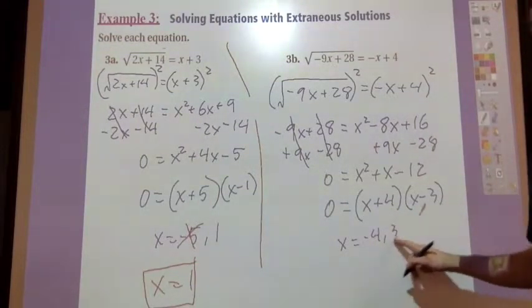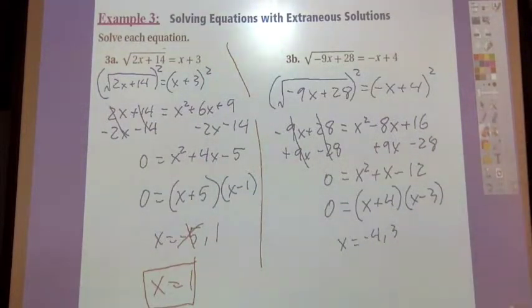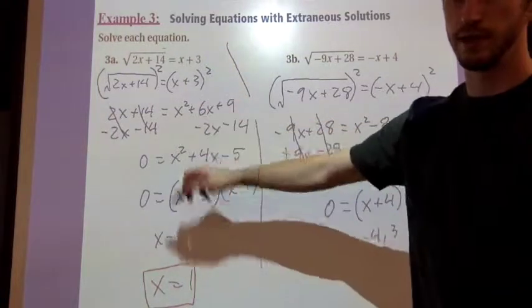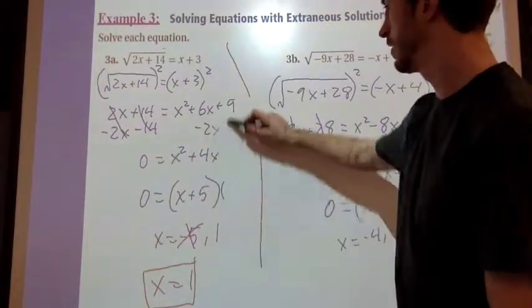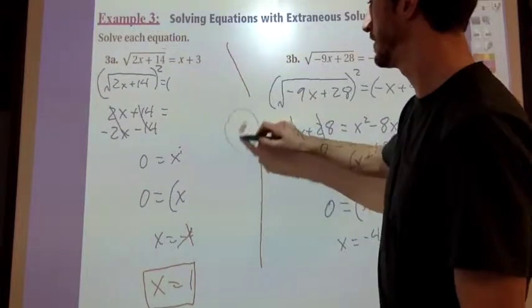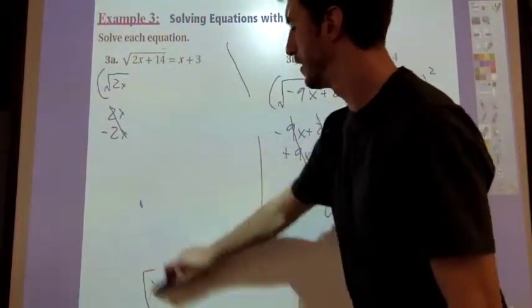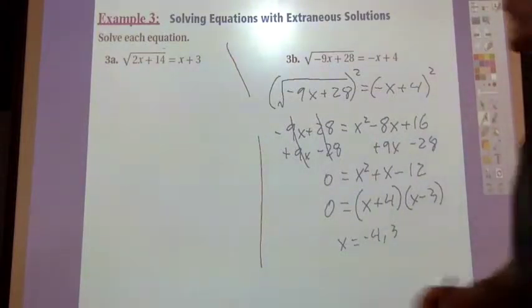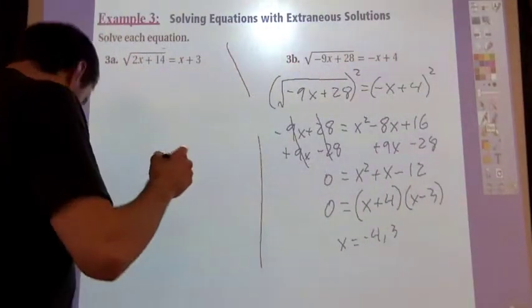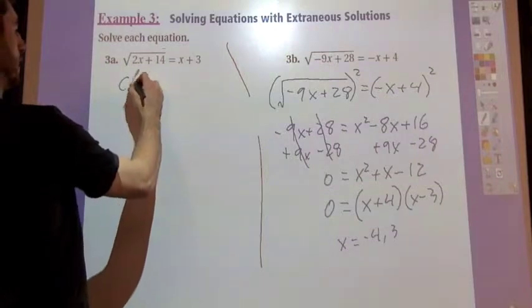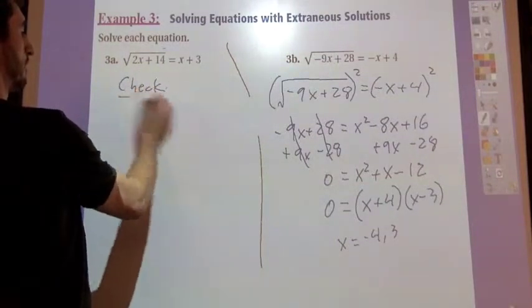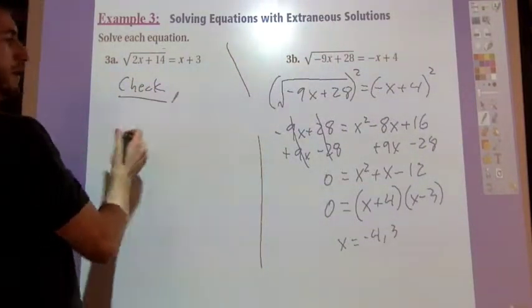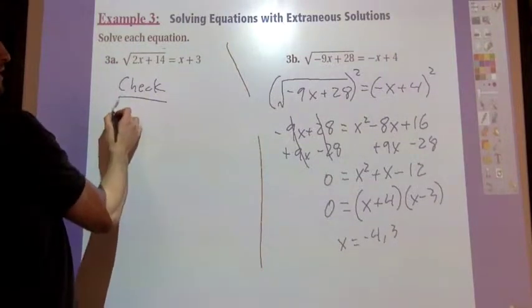So now we have to check these. And I don't have enough room, so I'm going to erase all this. You've been warned. I'm erasing all of this. And I'm checking over here. So this is me checking. Can you see that? I think you can. Okay. So let's try negative 4 first.